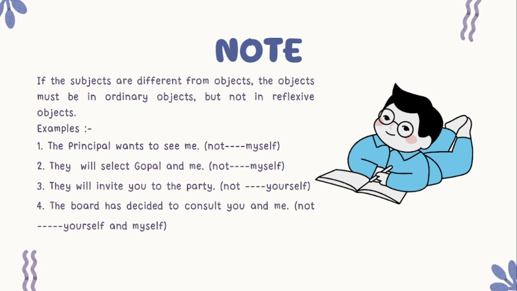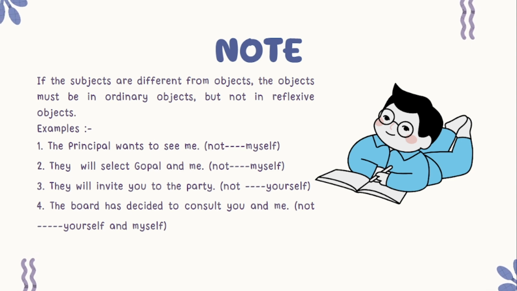That's why don't use myself in the place of object. It means don't use reflexive pronoun in the place of object when the subject and objects are different. Next, third one. They will invite you to the party. In this sentence, subject is they, helping verb will, invite main verb.